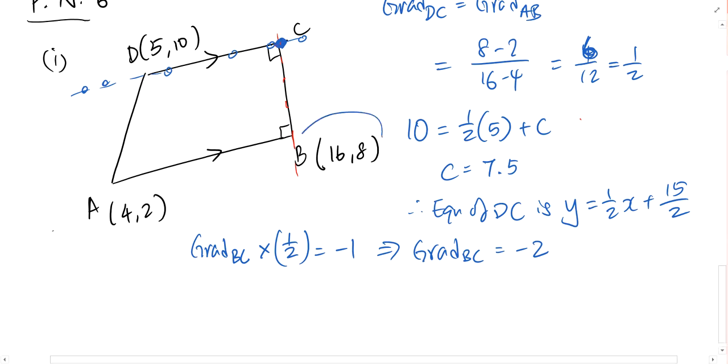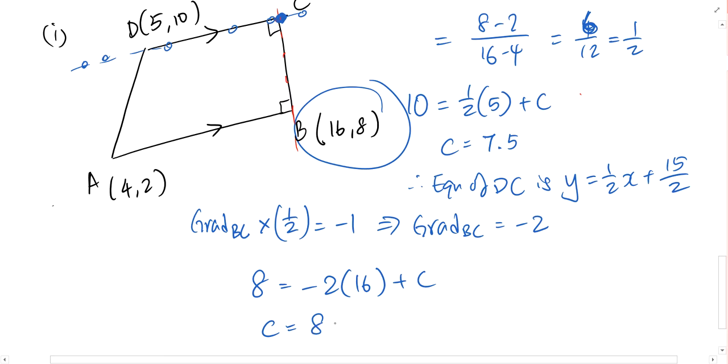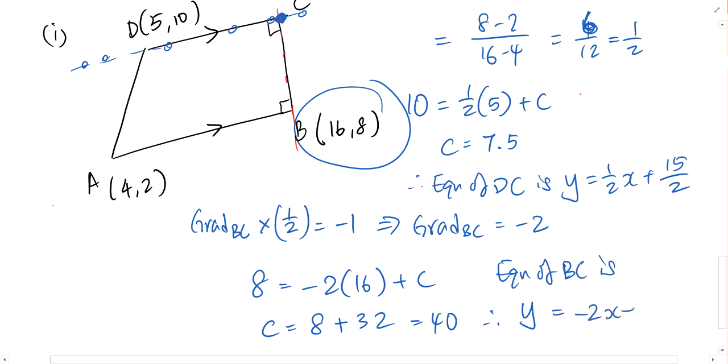So we substitute in the coordinates of B because it lies on our line BC. No other coordinates given to us already. 8 equals to -2 times 16 plus C. C equals to 8 plus 32, which is 40. So this is the equation of BC, y equals to -2x plus 40.